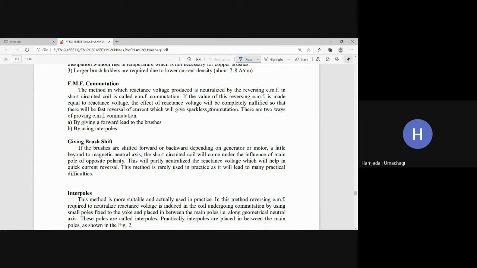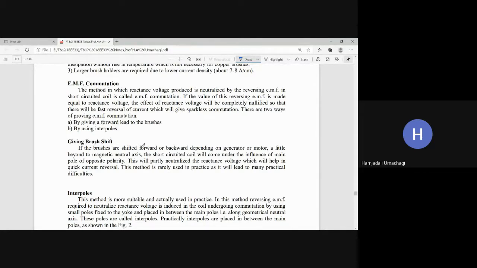And if there is no spark at the time of commutation, then that process we call sparkless commutation. There are two ways of improving EMF commutation. First one is by giving a forward lead to the brushes. Second one is by using interpoles. Okay, so now let us see how that EMF commutation is facilitated by giving the forward lead to the brushes. First one is giving brush shift.